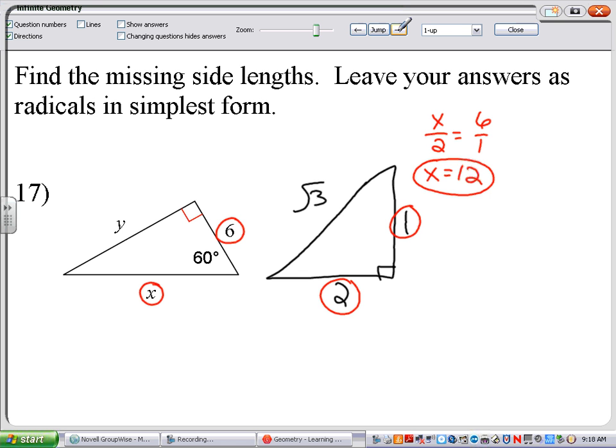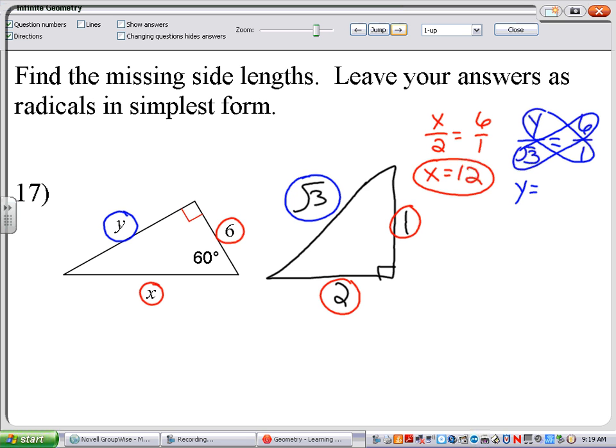Let's now do the y. This y corresponds to square root of 3. So y over the square root of 3 equals, I'm going to use the same numbers, 6 over 1. And cross multiply. Y times 1 is just y. And 6 times radical 3, don't make that 18. Just write it 6 radical 3. I'm going to circle that, peek behind me on my desk, and that is correct as well.